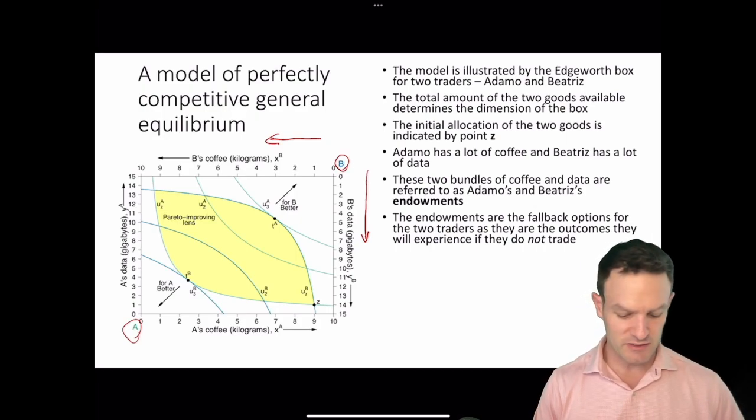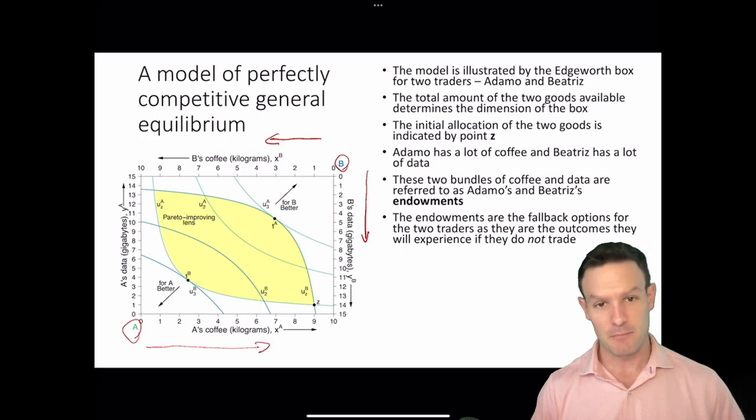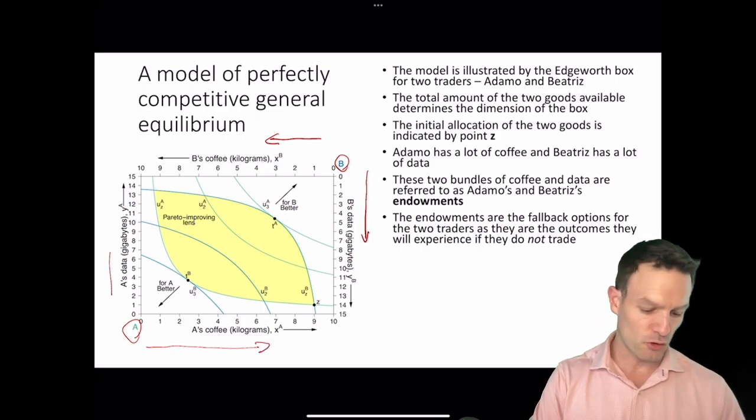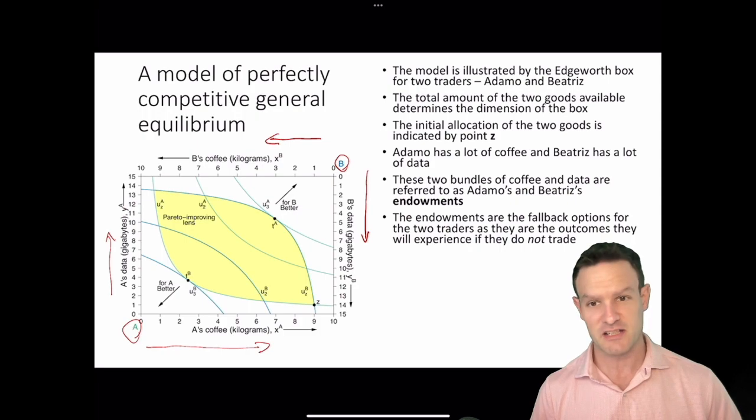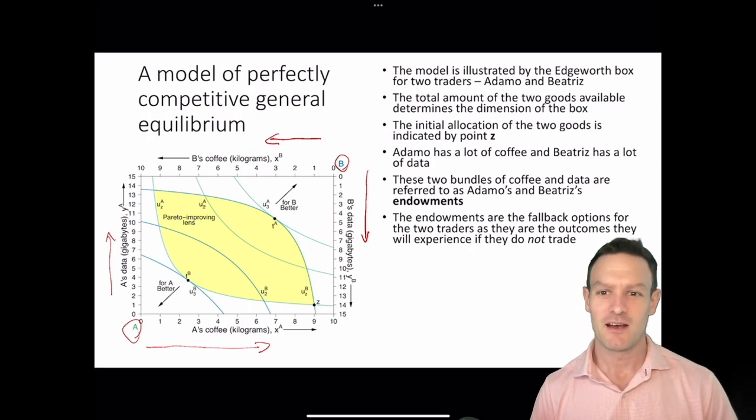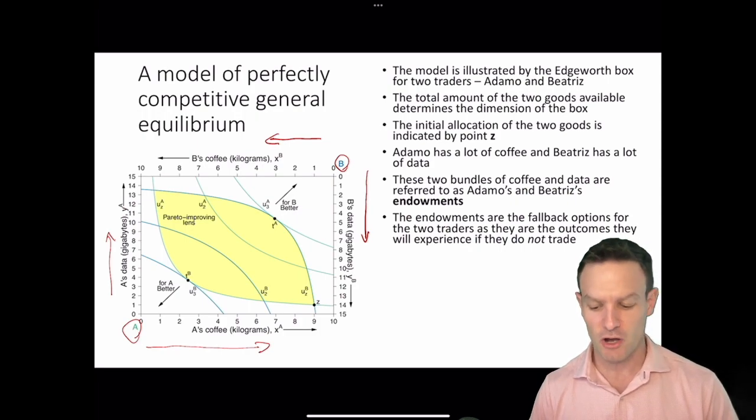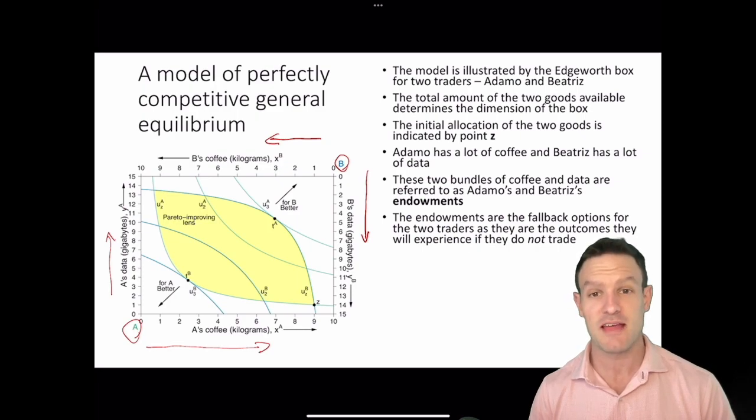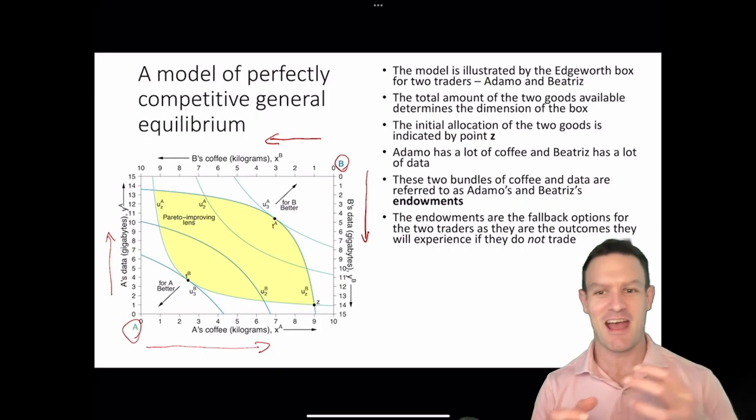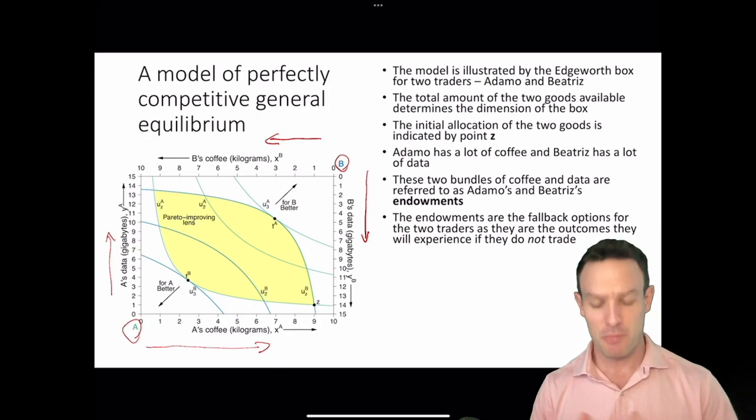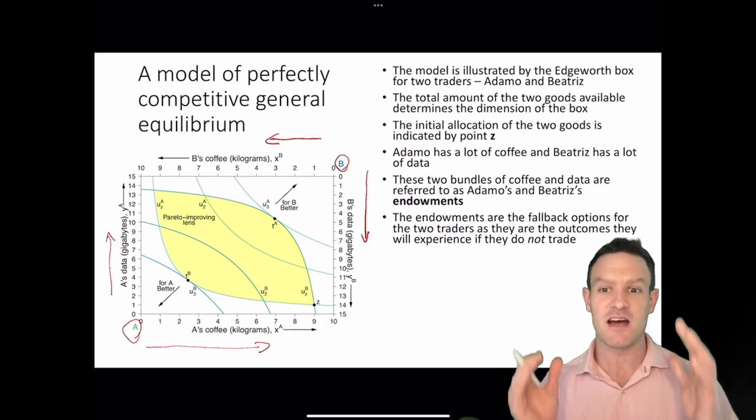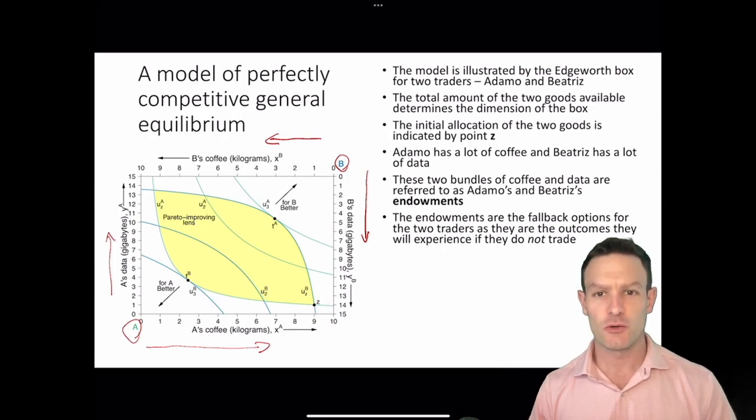Now for A, it's the opposite. We've got A getting more coffee going from left to right, and then getting more data going from bottom to top in terms of his Y. Okay, so those are the things that we can think about. And we think that the total amount of the two goods available, here the data and the coffee, are measured by the dimensions of the box. So Adamo has a lot of coffee and Beatriz has a lot of data.